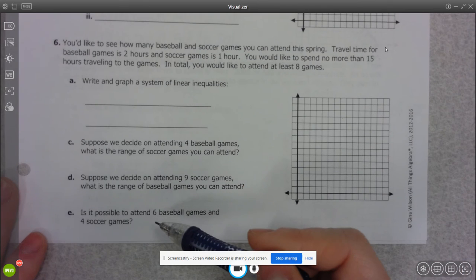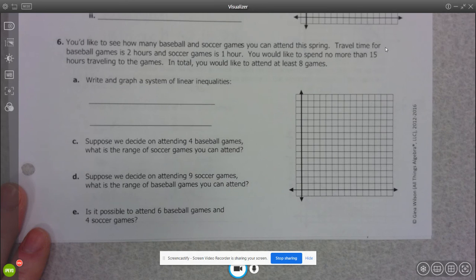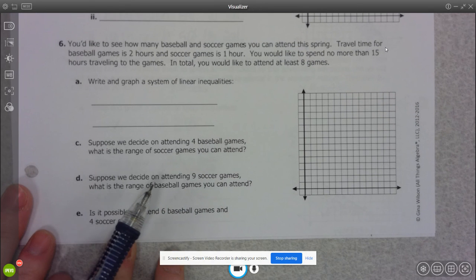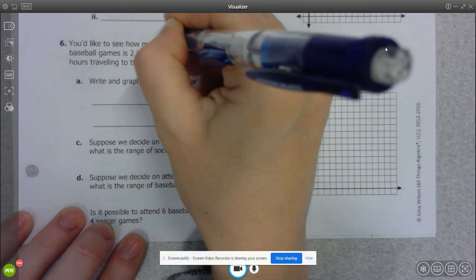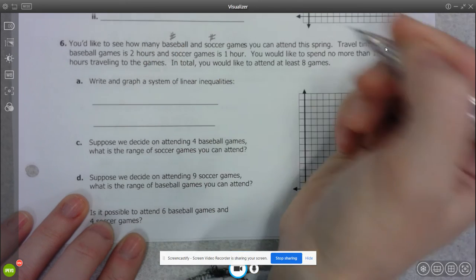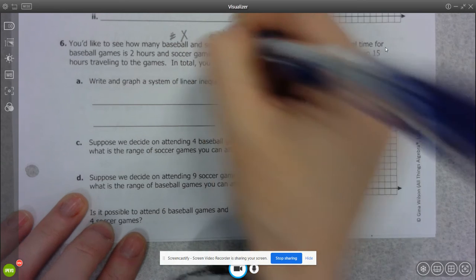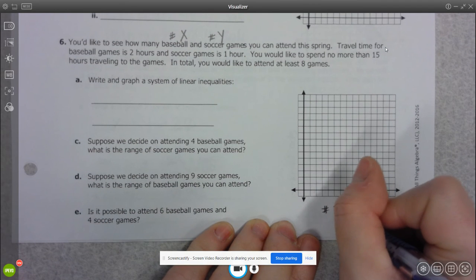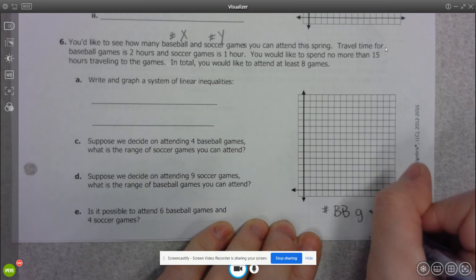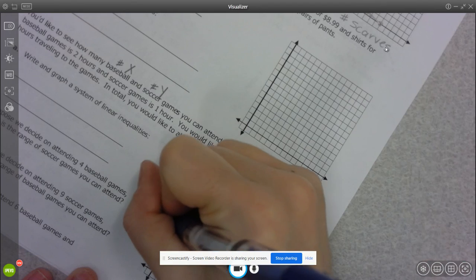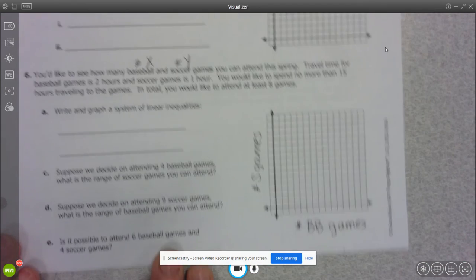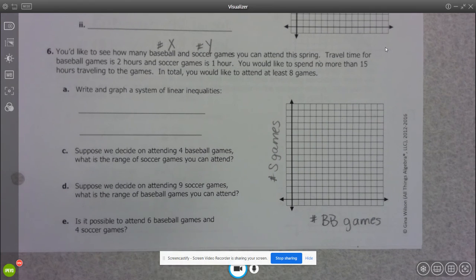Because there's more questions here that we haven't seen examples of before, and I want to make sure that you get that in this video. So we're doing baseball and soccer games. So this is the number of baseball games and the number of soccer games. So I'm going to label baseball X and soccer Y. And again, I'm just being lazy and abbreviating. Obviously, if this was the test, you would fully spell it out and make it beautiful.